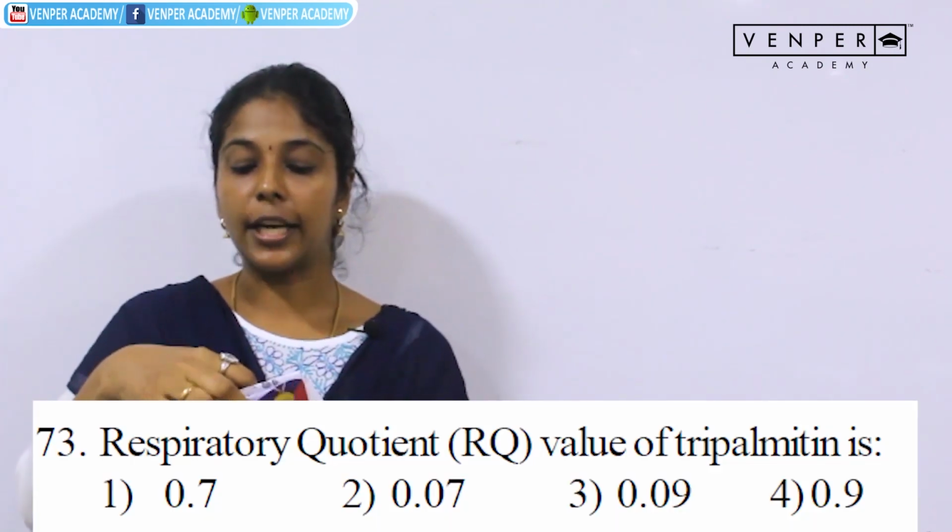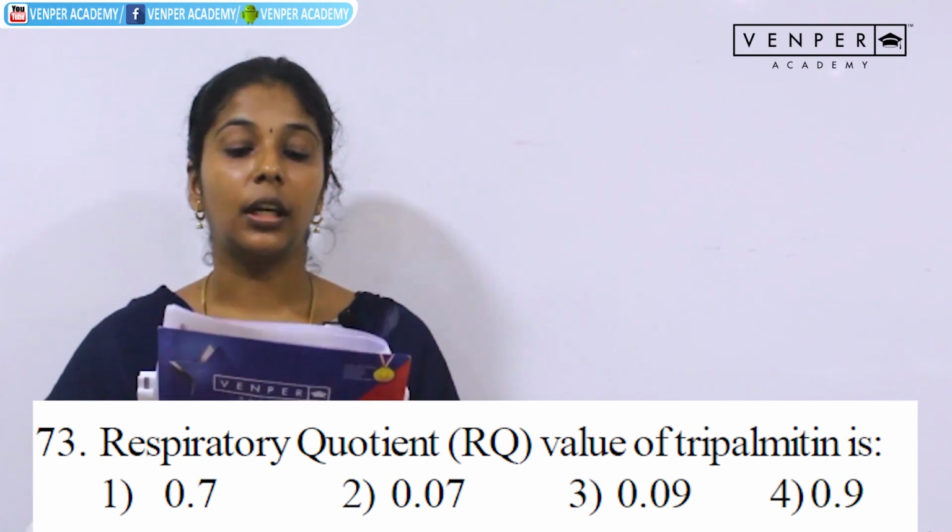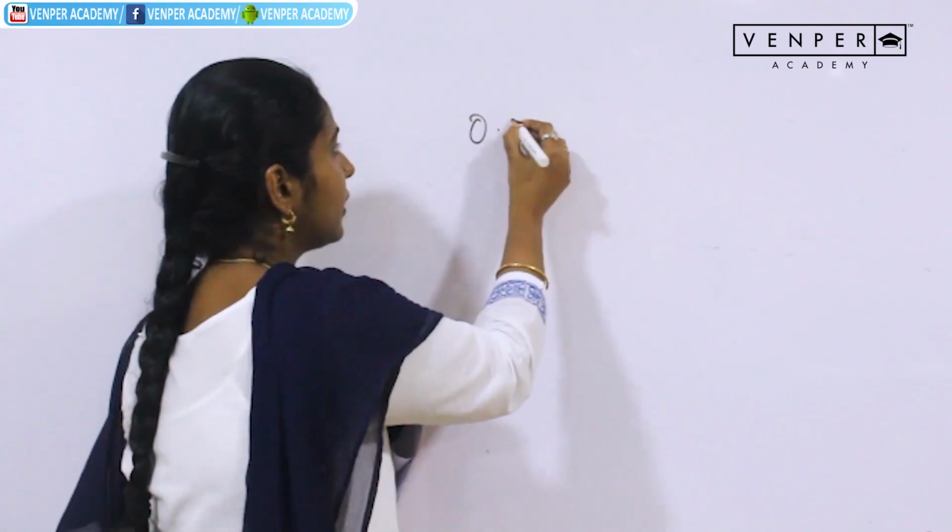Next question: respiratory quotient value of tripalmitin is. The answers are option 1, 0.7, option 2, 0.07, option 3, 0.09, and option 4, 0.9. Tripalmitin is a fatty acid. So the respiratory quotient for a fatty acid is 0.7.